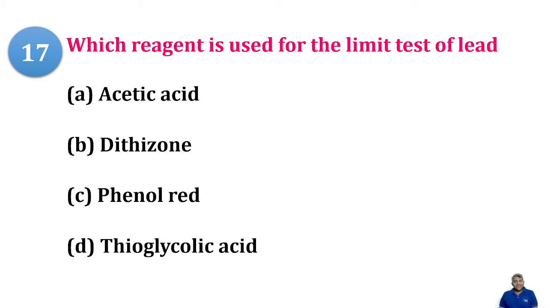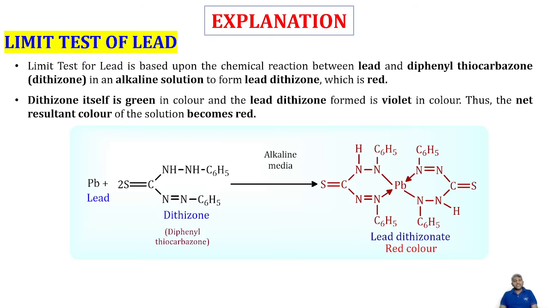Limit test of lead, which reagent is used? If there is a question on limit tests, we just have to remember that we have limit tests of chloride, sulfate, iron, lead, heavy metal and arsenic. Arsenic is basically related to the Gutzeit apparatus. Chloride uses nitric acid. Sulfate uses barium chloride and potassium sulfate. The iron limit test uses citric acid and thioglycolic acid. Phenol red is also used in the lead test, but the main reagent used in the limit test of lead is dithizone.